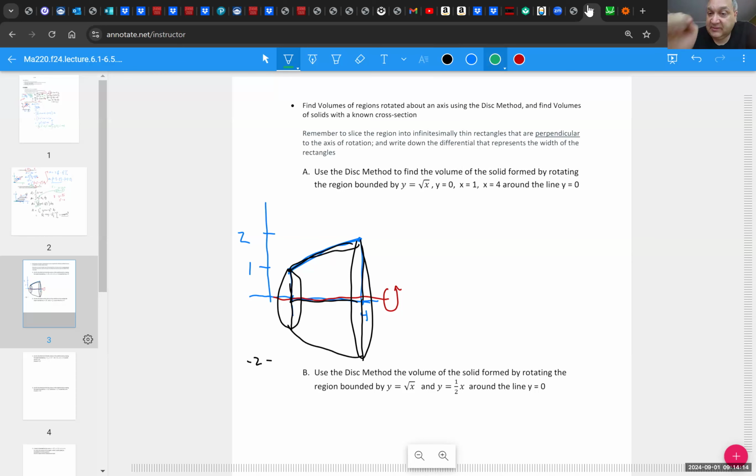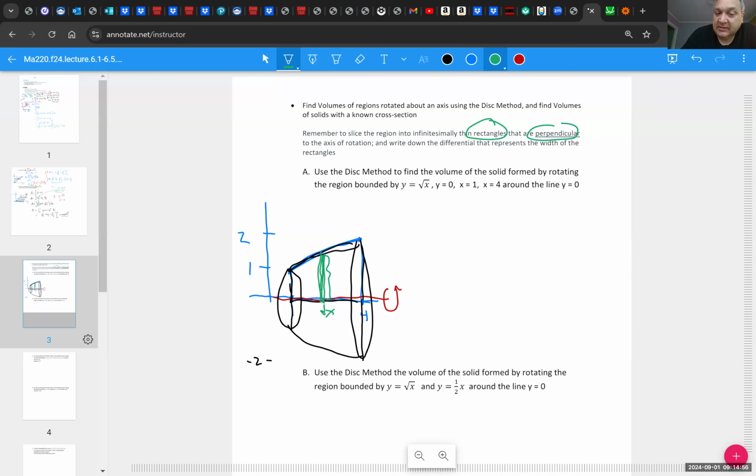Now, remember, for the disk method, we want rectangles that are perpendicular to the axis of revolution. The axis of revolution is horizontal, and so our rectangles have to be vertical because that's perpendicular to the axis of revolution. So I'm going to draw just an example here of a vertical, infinitely thin rectangle. We now know from watching the 6.1 video, or doing the 6.1 exercises, that a very small width in the horizontal direction is going to be called dx.